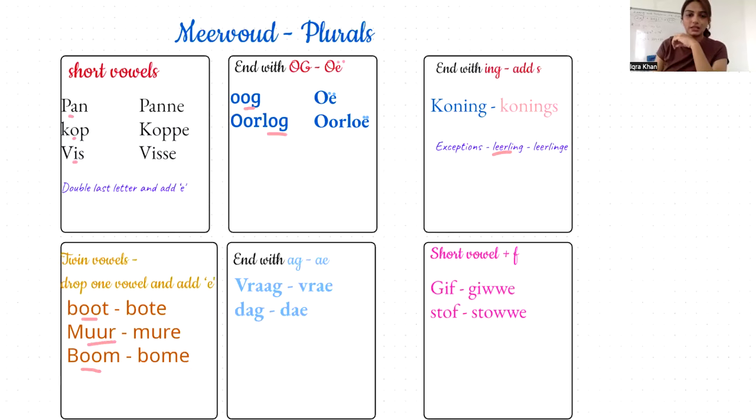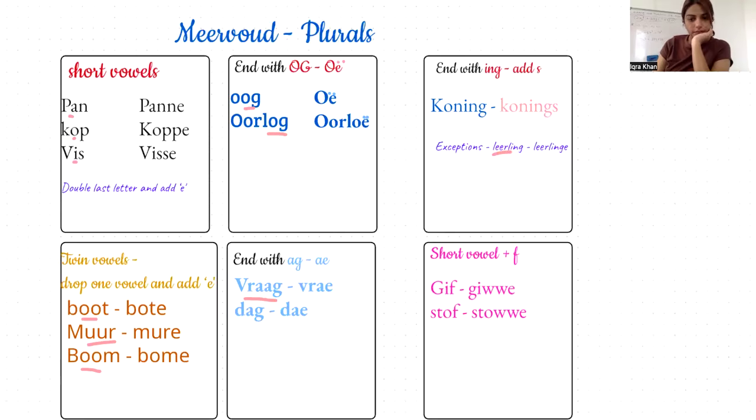And then you have the words that end with AG. They take an AE at the end. If you have a word like vraag, you're just going to remove the AG and put AE in its place. Even dag, you'll remove the AG and put AE. Right, short vowels plus F. If you have words that end with F and they are short, you're going to take out the F and add two W's and an E at the end.